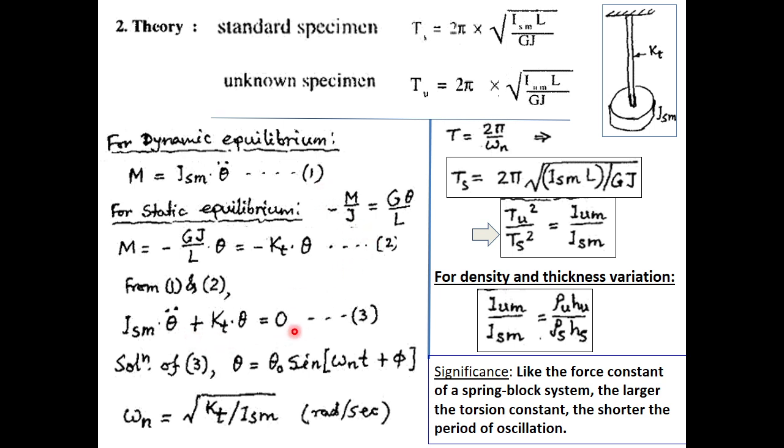What is the solution of this equation? Is it not equivalent to m x double dot plus k x equal to 0, which we get for a spring mass system? Yes. Again, that x is now our angular displacement theta. So the general expression for this theta is theta 0 sine omega n t plus phi, where omega n is the natural frequency, t is time, and phi is known as the phase angle.